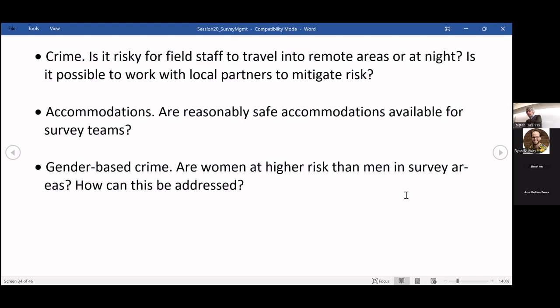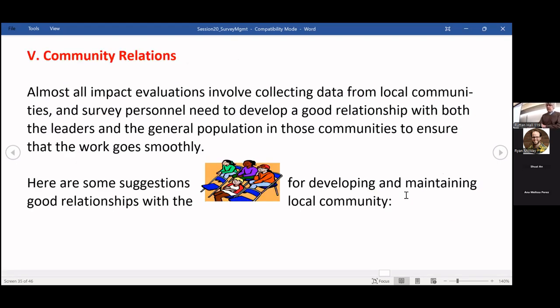And again, women especially may need to take more safety measures than men do. How can you do this, especially if you need to have women because only they can interview women in the household or whatever you're doing? So there's a lot of things to keep in mind.